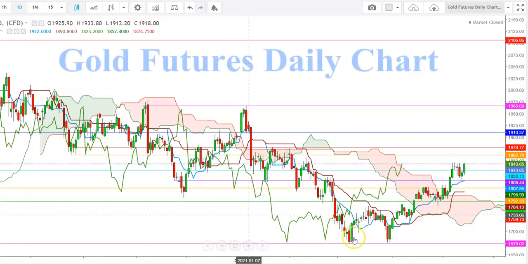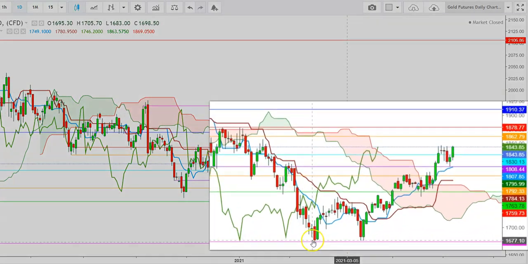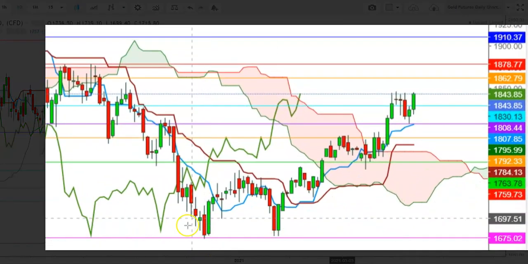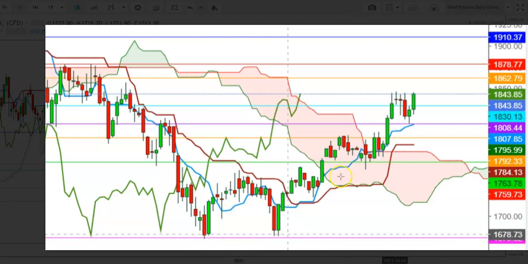So friends, now let us have a look at the movements of gold futures in a daily time frame. So friends, here you can see how the gold futures have found a strong base at the level of $1675, where the gold futures have formed a double bottom at this level, which seems to be an advent of an uptrend in gold futures, which could continue.